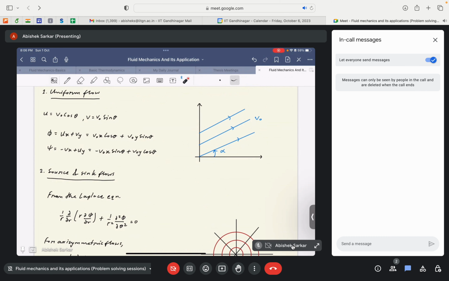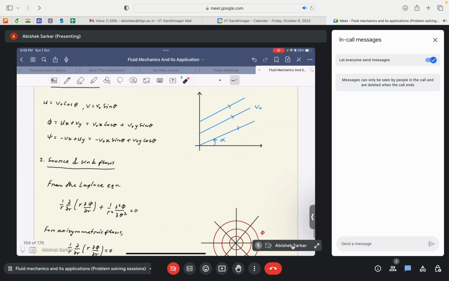Okay, so for uniform flow, the velocity components are given by u equal to V naught cos theta and v equal to V naught sin theta, where V naught is the velocity of the incoming flow, or free stream. Because there is no viscosity, there is no point of generating a velocity profile, so it will be uniform throughout the flow field.